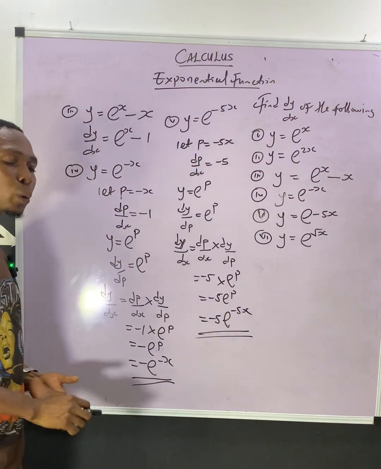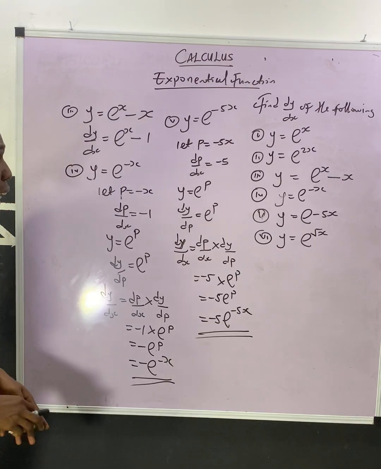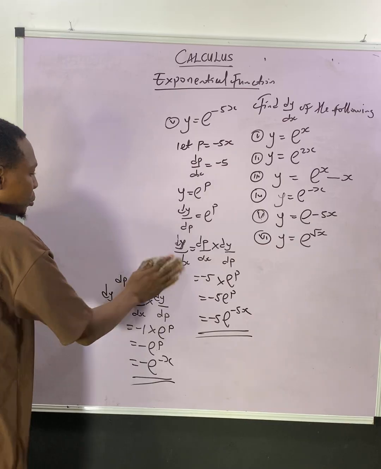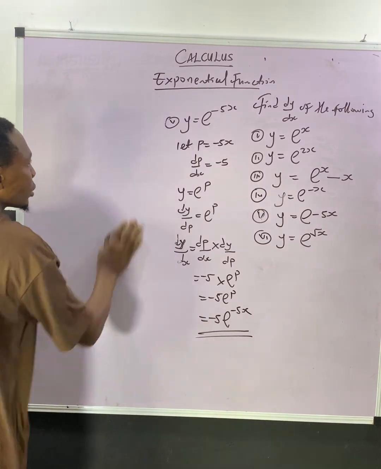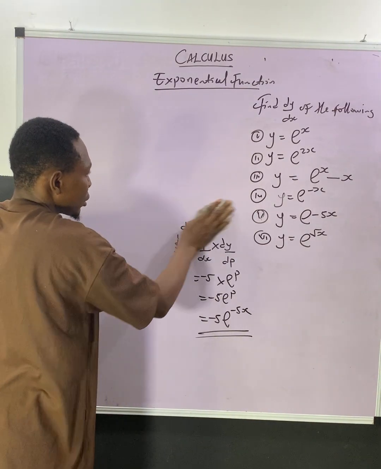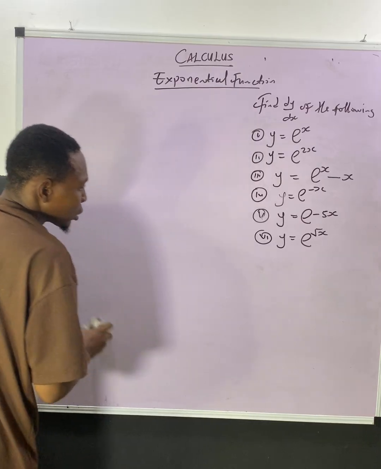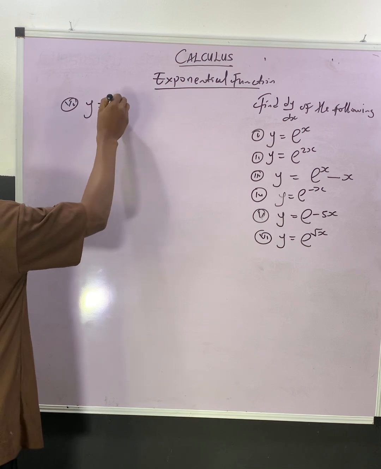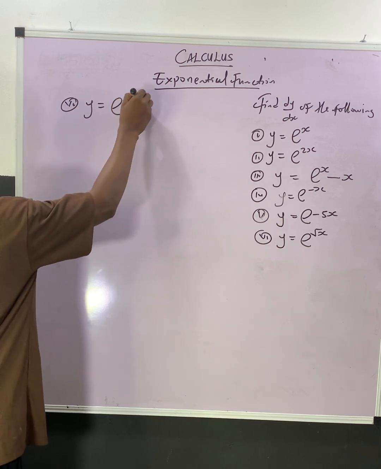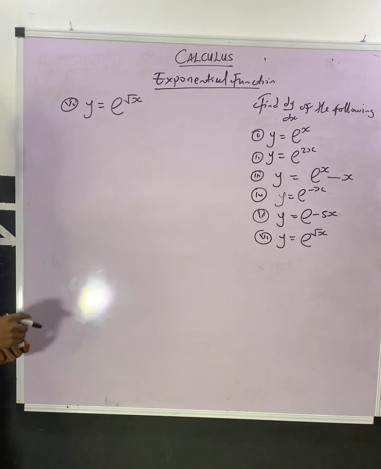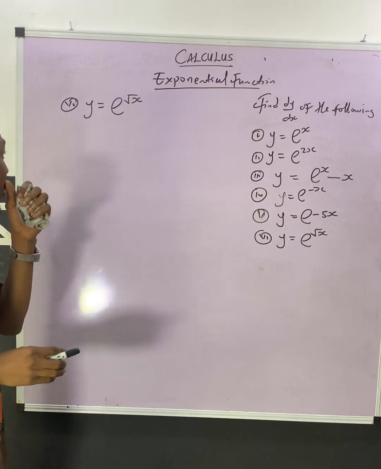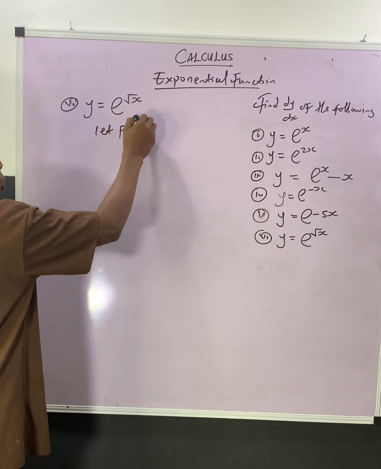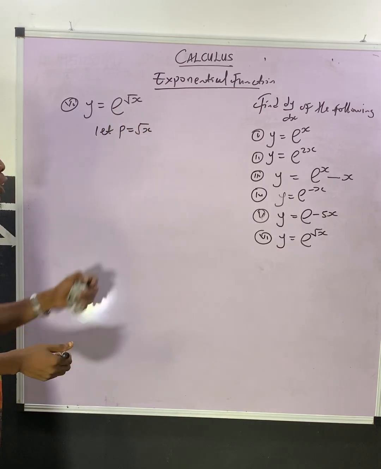So let's take the last question, which is exponential of root x. Now we have exponential of root x. How do you solve this? Okay, remember you say let p equal root x. You differentiate your p with respect to x.